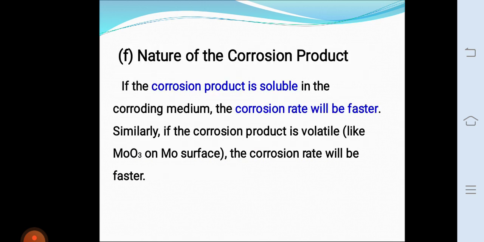The nature of environment, that is temperature. The rate of corrosion is directly proportional to the temperature. This is because the rate of chemical reaction and the rate of diffusion of the ions increase with rise in the temperature. Hence, the rate of corrosion increases with temperature.